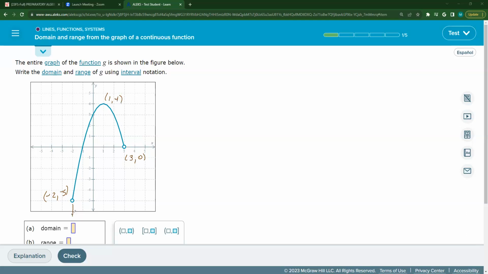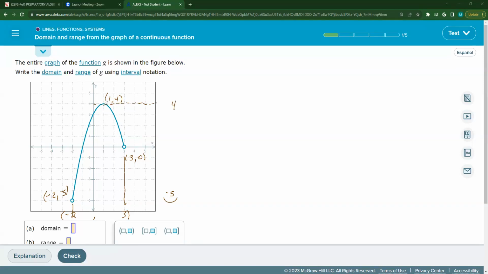Okay, so my domain is going from my leftmost point as I'm reading across to my rightmost point. So it's going from -2 to 3. They are both open circles, so they're rounded brackets. My range goes from my lowest, which has that rounded bracket, it's an open circle, at -5. And it's going all the way up to the highest it goes. So it's actually going up to here, which is that 4.